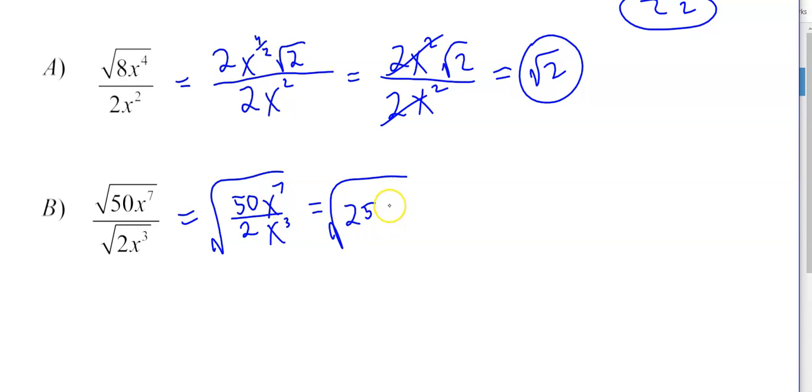X to the 7th over x to the third is x to the fourth. Well, now this is a much easier problem. You probably know the answer. Square root of 25 is 5. If you don't know, square root of x to the fourth would be 4 over 2 power, which is x squared. So the answer is 5x squared.